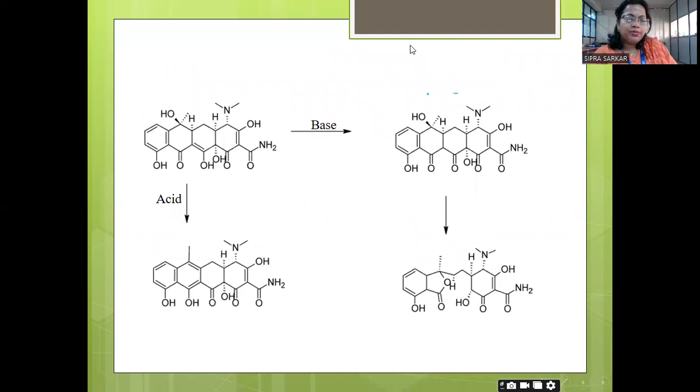So, see the base and acid attack. If the base attacks, there is another group formation at this position, and if the acid attacks, then some changes go on. The ring can be cleaved. See, the ring is broken down here.